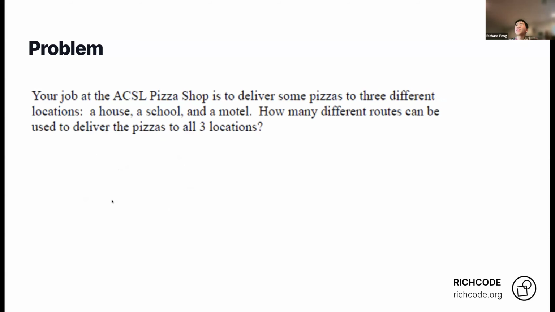Your job at the ACSL pizza shop is to deliver some pizzas to three different locations, a house, a school, and a motel. So how many different routes can be used to deliver the pizzas to all three locations?